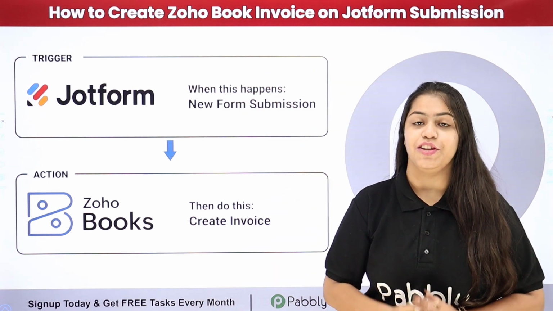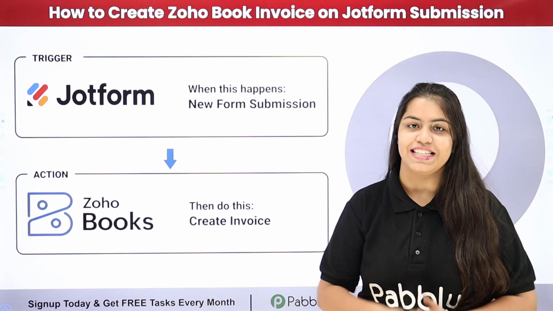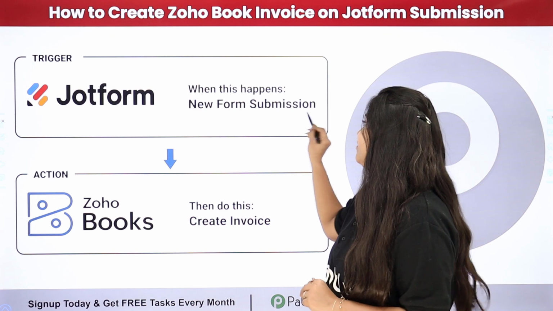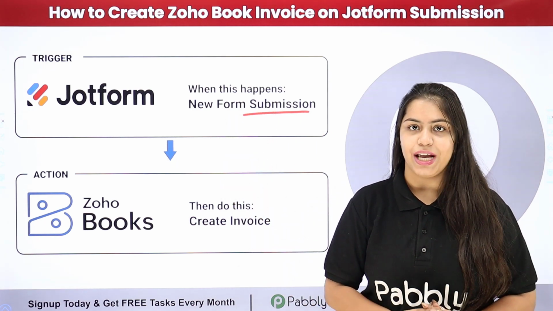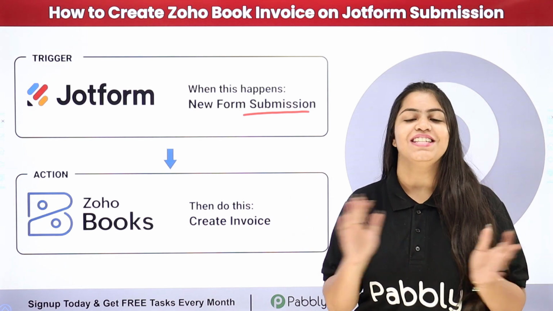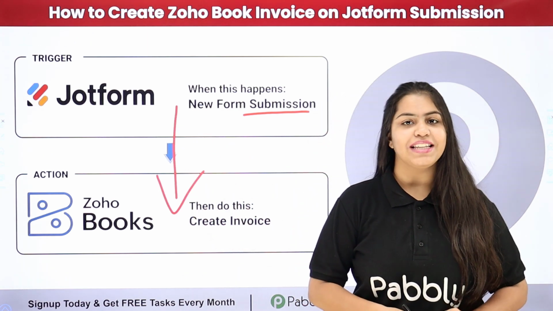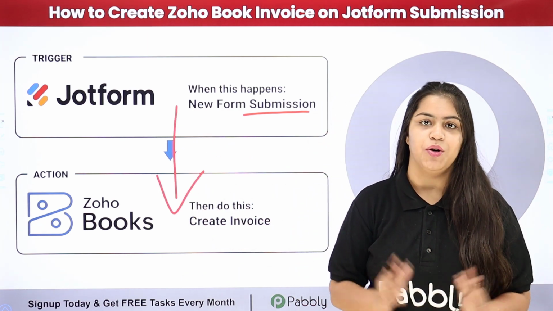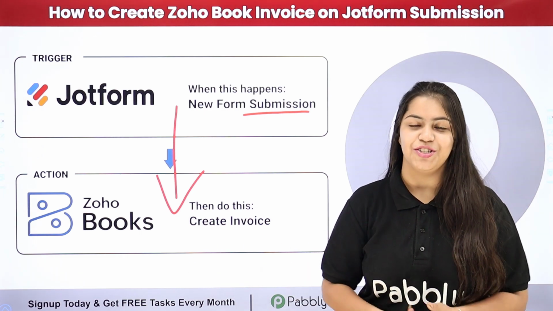Here I'm running an Edutech company and we use Jotform to collect the registrations for our courses. Now what I want is that as soon as someone registers for my course on Jotform, an invoice should automatically be created without any manual effort with the help of Zoho Books. To do this, we are going to create a connection between Jotform and Zoho Books. To create this connection without knowing any programming or coding language, we are going to use Pabbly Connect. It is an amazing automation software.